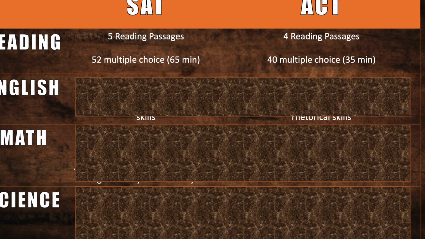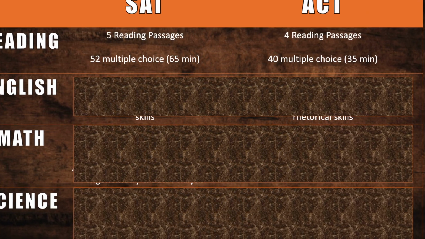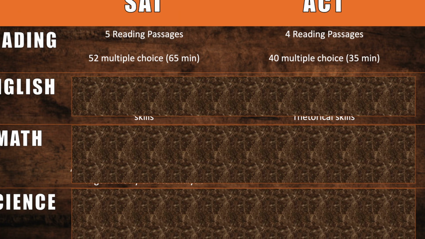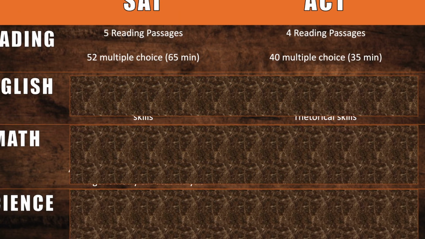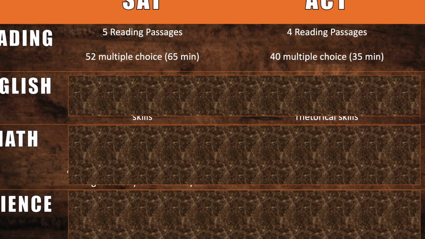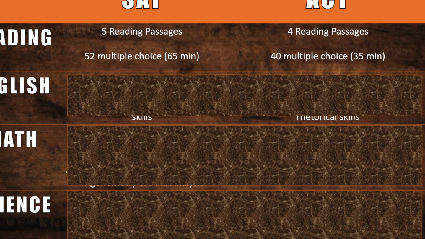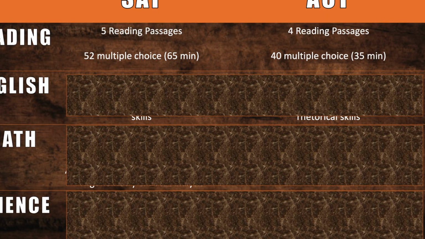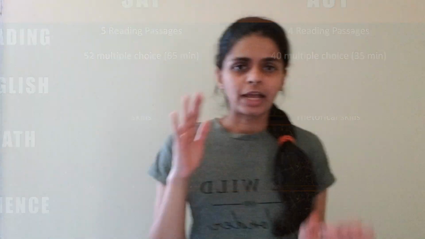With the ACT, the reading section consists of 4 different passages to be completed, which includes 40 questions to be completed in 35 minutes. Notice there's a little bit of a time strain when it comes to the ACT. That's going to be an ongoing theme and one of the major differences between these two exams.